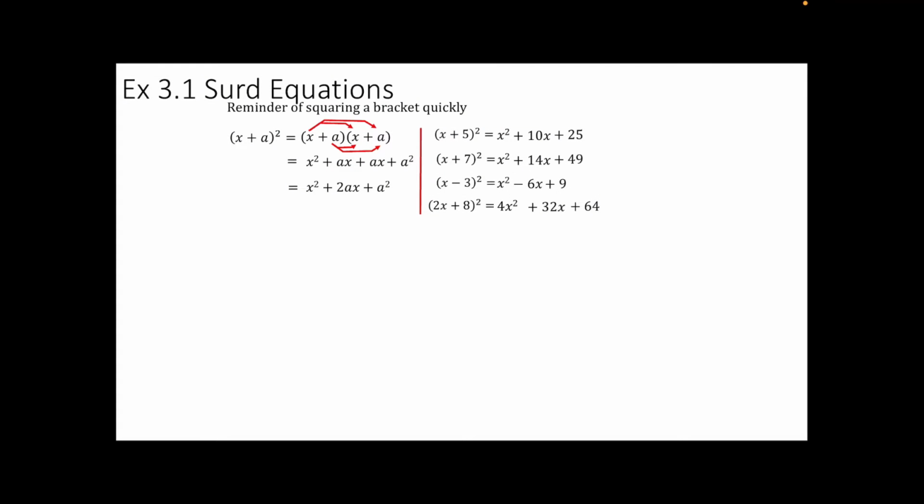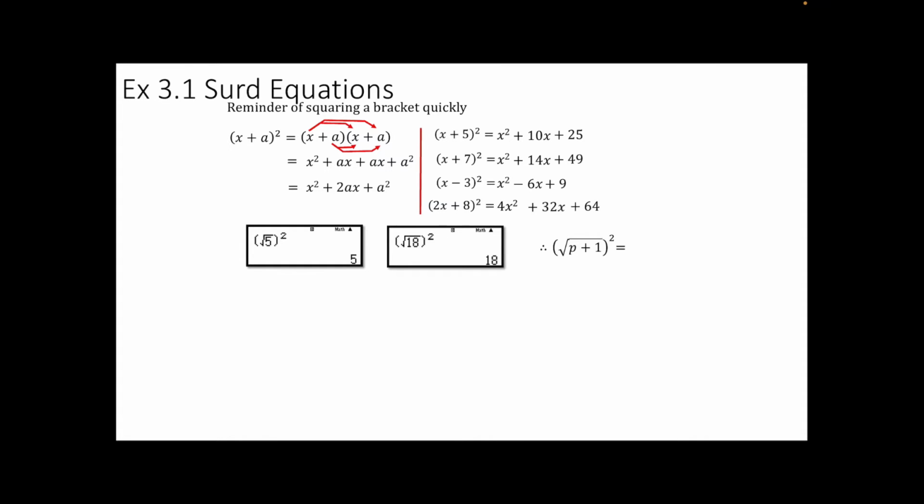Please also remember that the square root of any number squared equals that value, i.e. the square root of 5 squared equals 5. The square root of 18 squared equals 18. The square root of p plus 1 squared equals p plus 1. Let's look at an example.